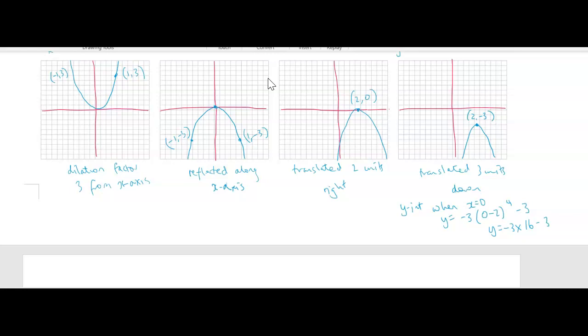3 times 6 is 18. Negative 48 minus 3, negative 51. All right, so that's your y-intercept.